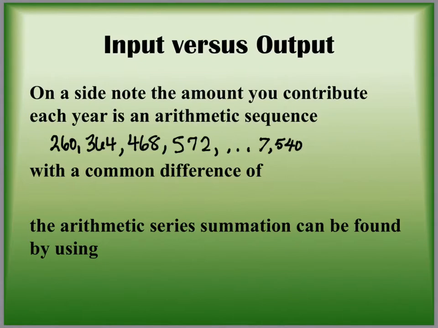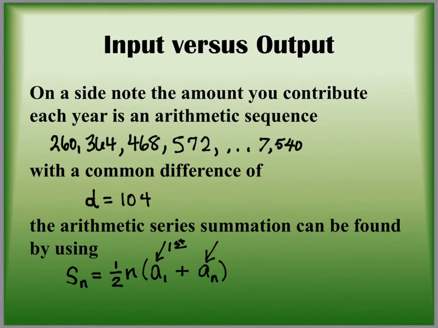The common difference, the amount that we add every time, is 104. Agree? Every year it's an additional $104 more than the previous year. There's an arithmetic summation formula. Again, you would have no reason to have necessarily seen this before, but I'm going to show you right now. And it tells you how you can add lots of numbers together and find their sum when they're arithmetically like this. The way that you do that, it's 1/2 times n times a1, this is just your first term, plus an, and this is your last term.